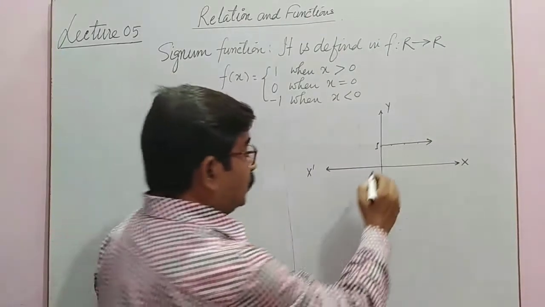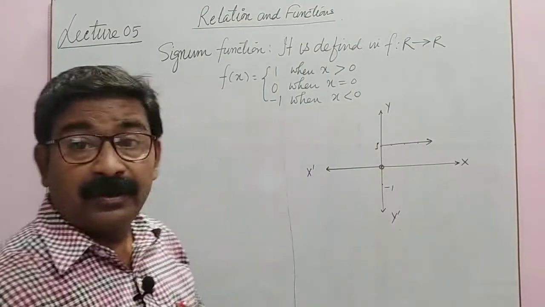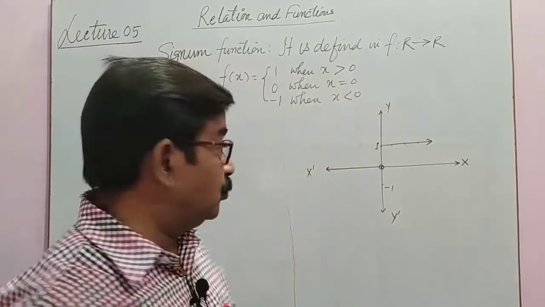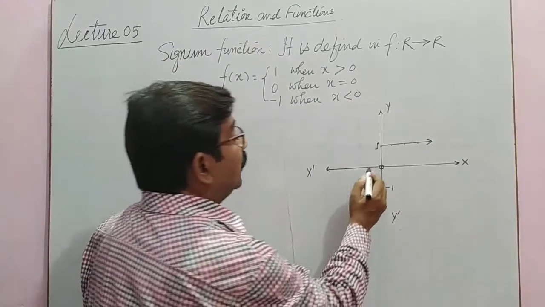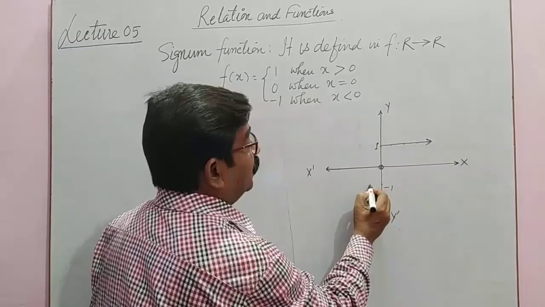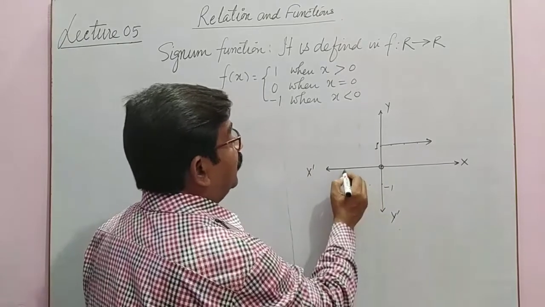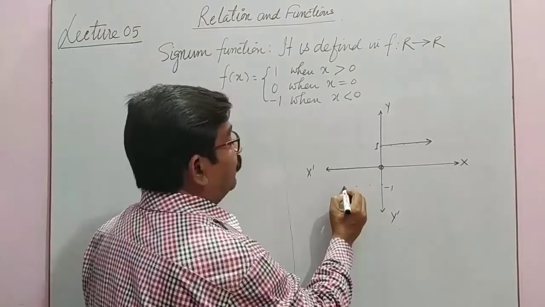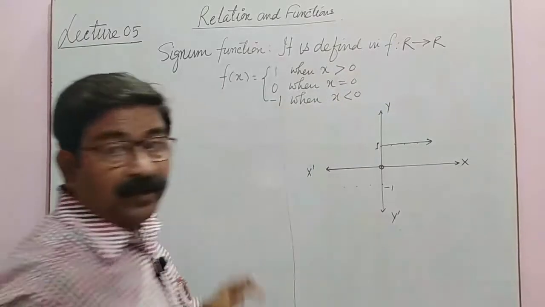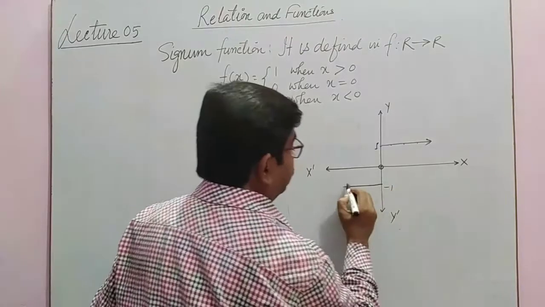If you take x is equal to 0, then this position is fixed. If you take x less than 0, meaning negative values, so if x is equal to -1, then y is equal to -1. If x is equal to -2, then y is equal to -1. If x is -3, then y is equal to -1. See, for less than 0, its value is always -1. So it goes in this direction.